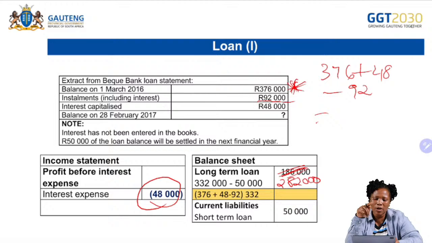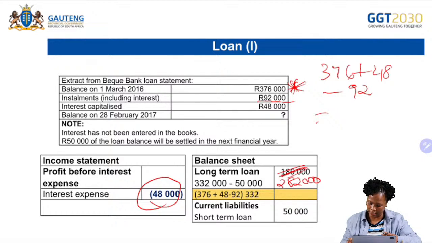I want to show you another way of calculating the balance of our loan account. For the mere fact that you have already been told that our capitalized interest is equivalent to 48,000, and our installments, including the capitalized interest, are 92, we are going to say 92 minus 48.